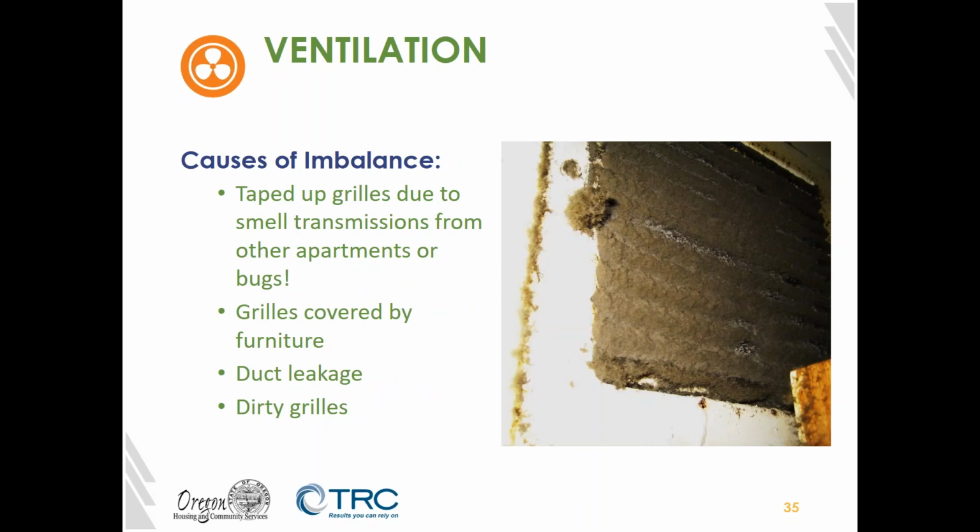So, reasons that a system might be imbalanced. You could have taped up grills due to smell transmission from other apartments, or even bugs coming in, yuck. Grills might be covered by furniture. You could also have duct leakage or dirt. This is a great example in this photo of the type of thing we see pretty frequently in existing buildings. You just have dirt that's clogging it up. Are they getting much ventilation through this? Probably not.